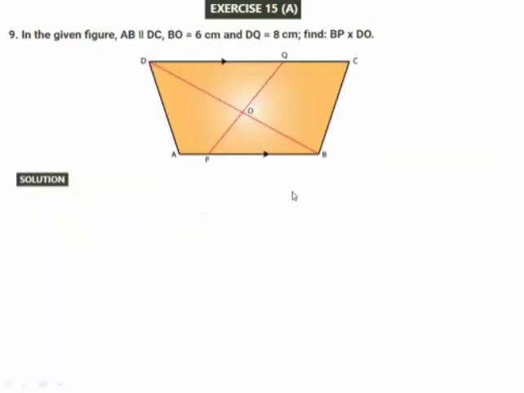Let's have a look at this question. Question number 9, this is the given diagram. AB is parallel to DC, you can see with the arrows also. Let's observe DOQ. DOQ is this triangle, and next is BOP. BOP is this triangle.